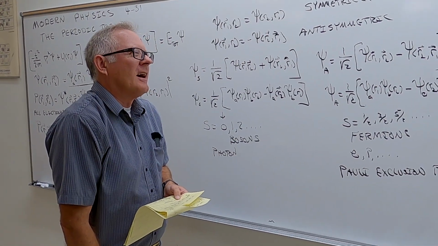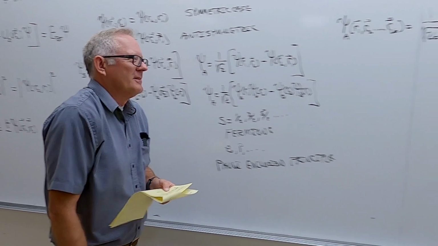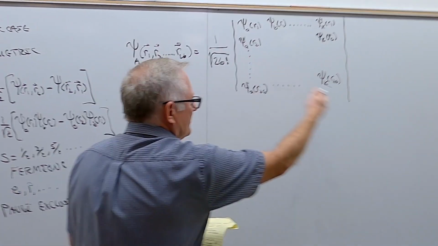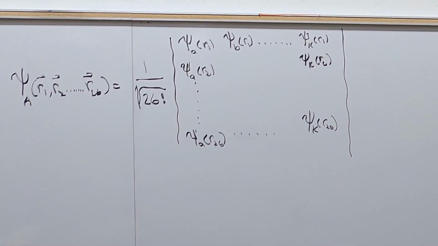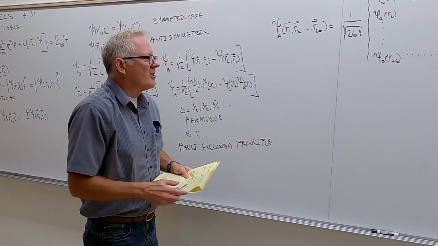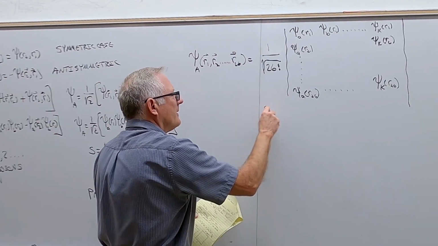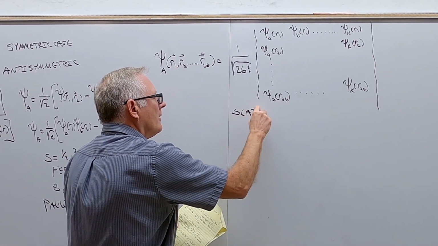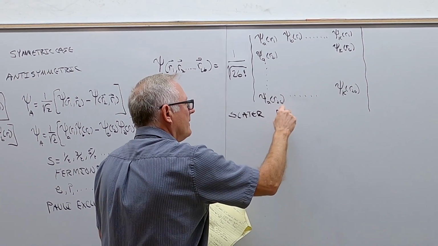You notice you'd never want to do this. This thing would be huge, but they have approximation techniques to do that. I'm just showing you how you would do that. This is called the Slater determinant.